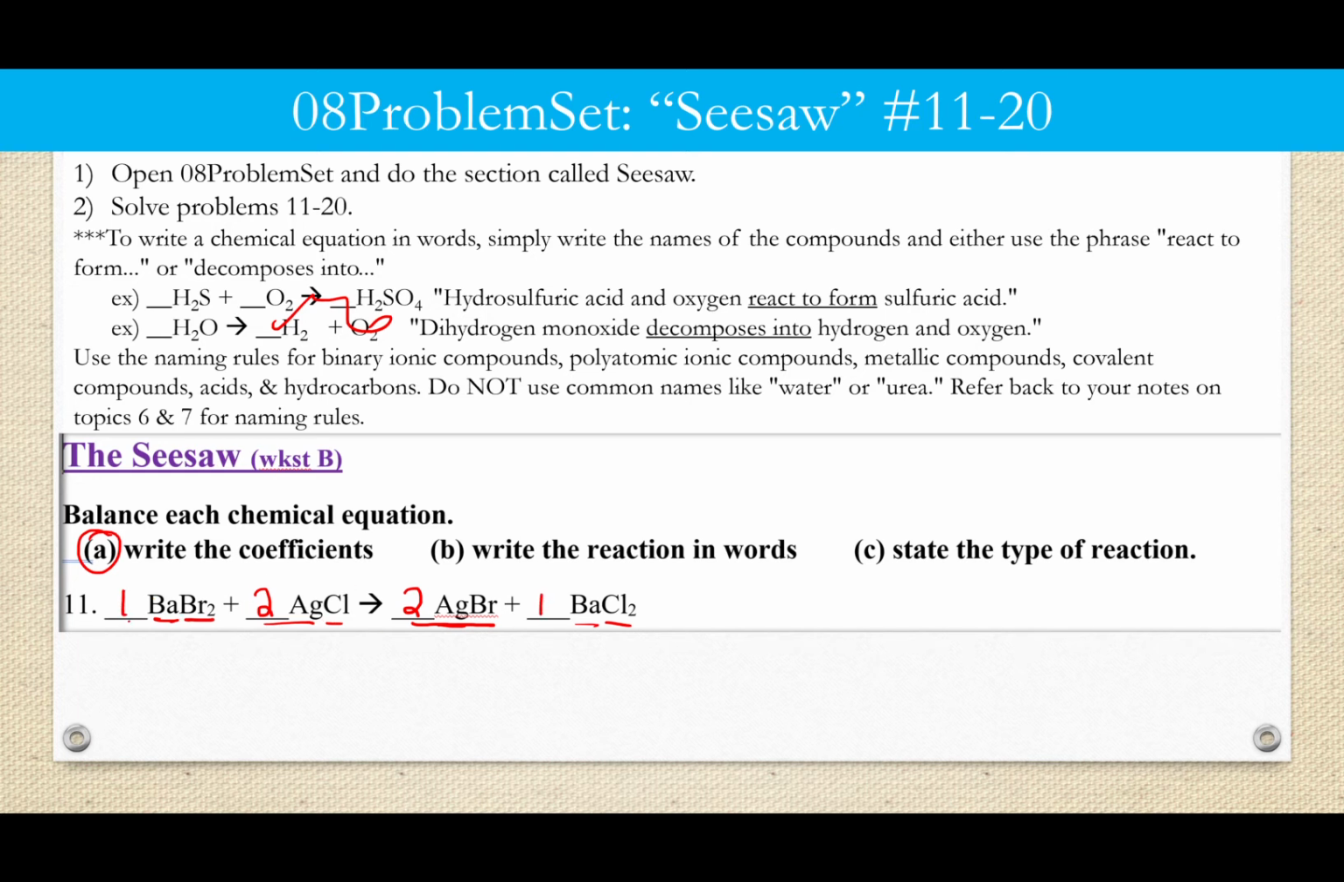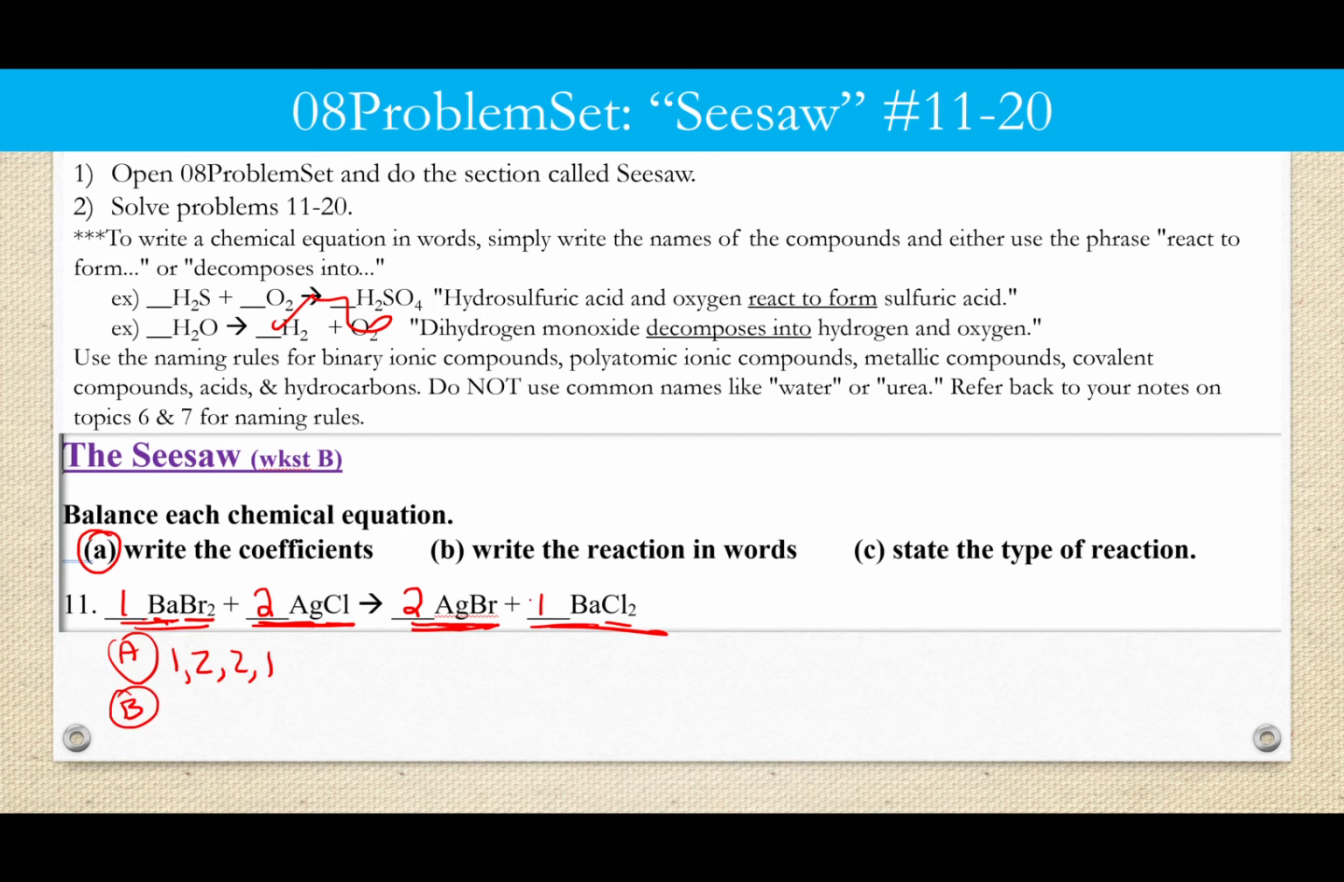Don't forget to check your work. 1 barium, 1 barium. 2 bromine, 2 bromine. 2 silver, 2 silver. 2 chlorine, 2 chlorine. So for A, my coefficients are 1, 2, 2, 1.